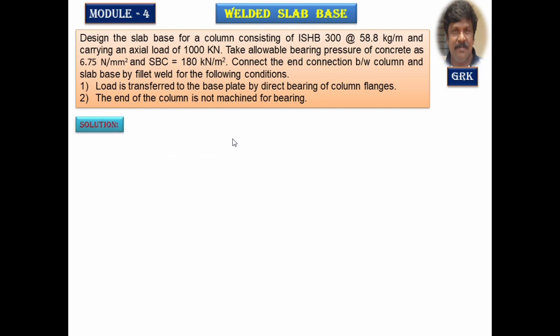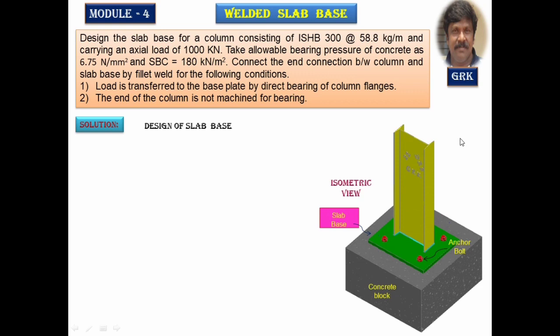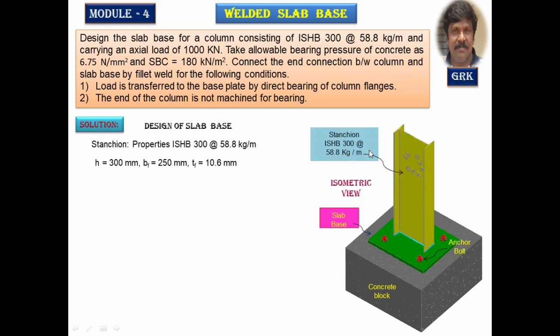Now take the column section into consideration. The column is ISHB 300 at 58.8 kg per meter. This has to be connected to the slab base by fillet weld. Either you can go with butt welding or fillet welding. In fillet welding, either you can go with shop welding or field welding. Normally the base plate will be connected to the column flanges in the shop itself, in the factory itself. Therefore, we are going to consider shop welding here. The appropriate partial safety factor has to be taken from the code. We will see that as we continue with the design.